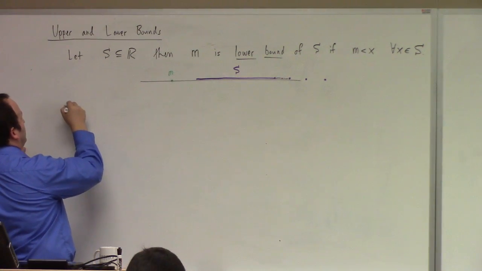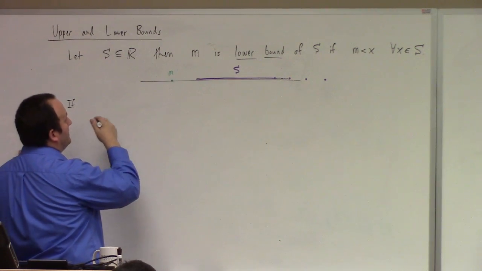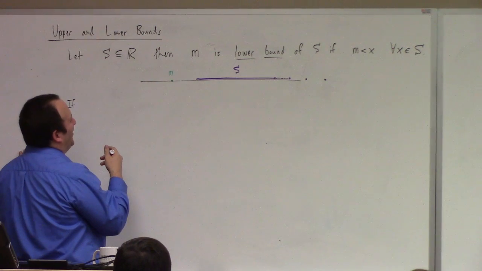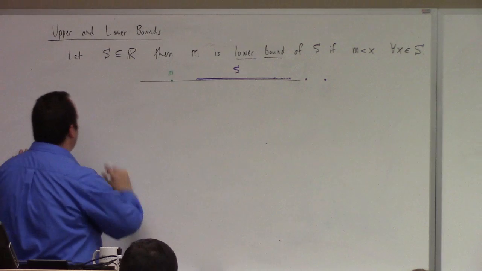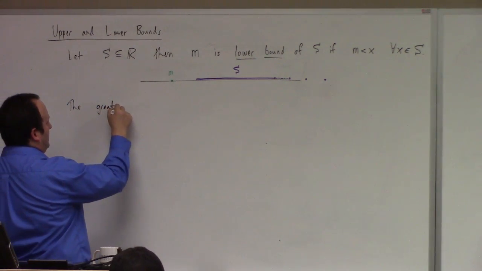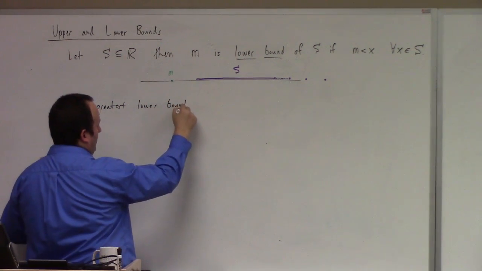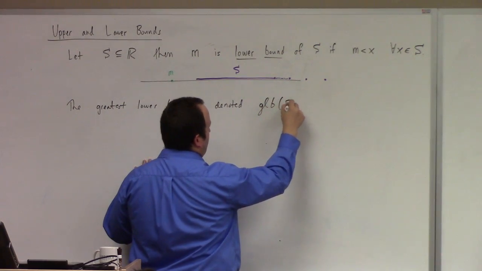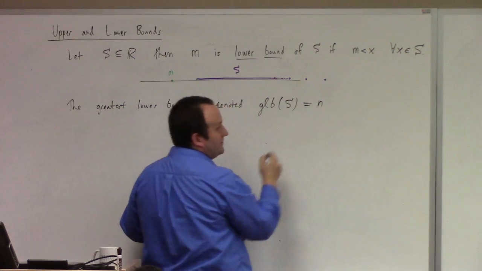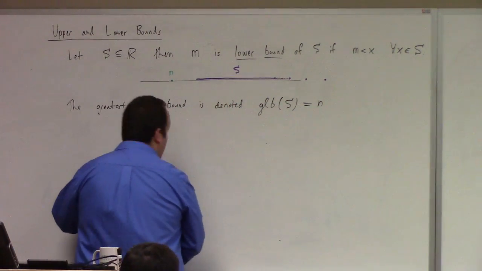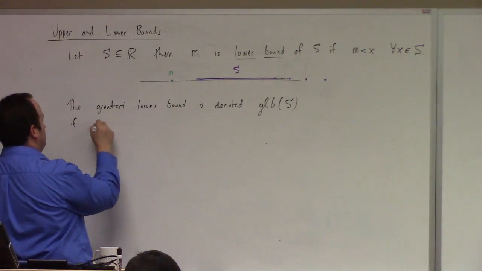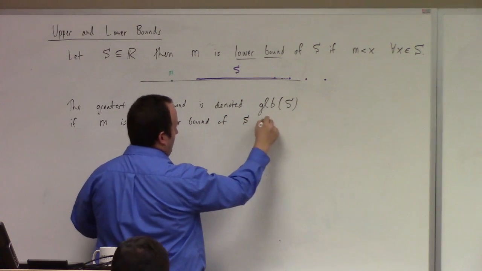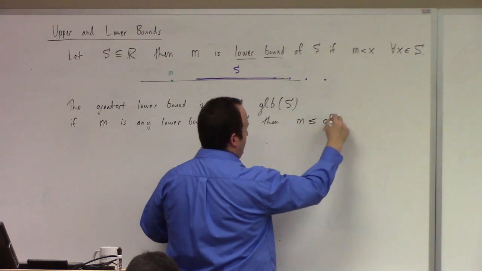Now, let's say I need another letter. Let me just get to it. The greatest lower bound is denoted GLB of S. Let me just not say it that way. What can we say about the greatest lower bound? If m is any lower bound of S, then m is less than or equal to the greatest lower bound of S.